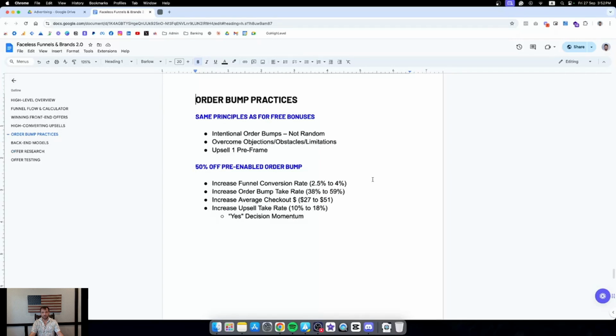So that's order bump best practices, not very long, because the principles still apply from the previous lessons. But this is a very, very powerful strategy that I haven't seen anyone really talk about. So use it. It's very, very effective.